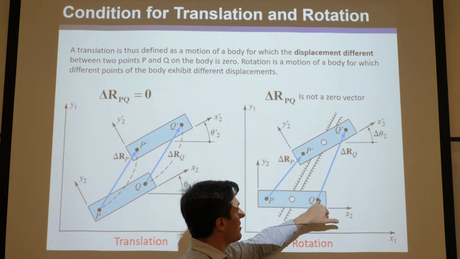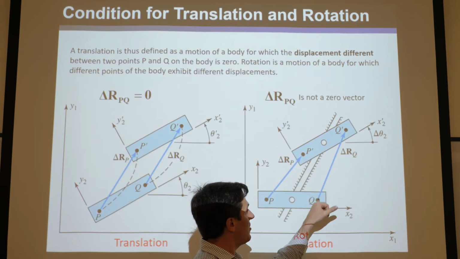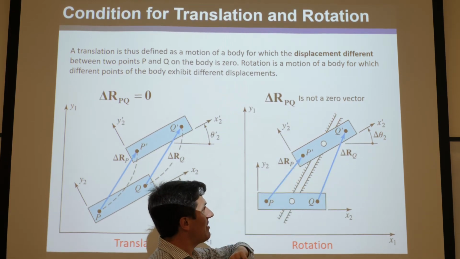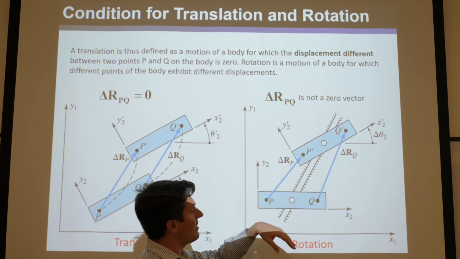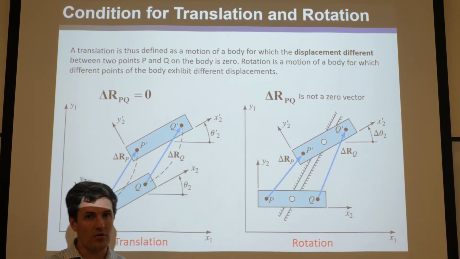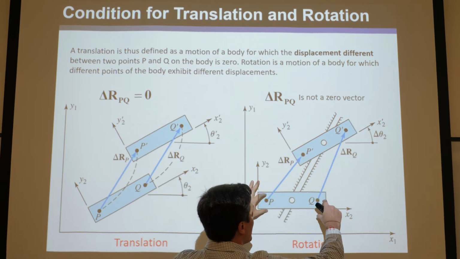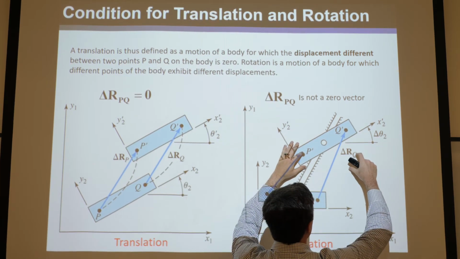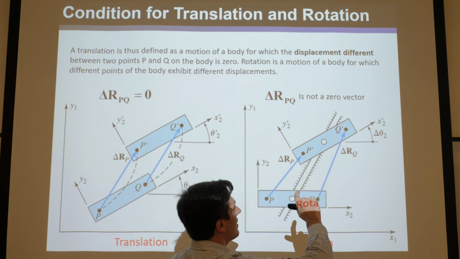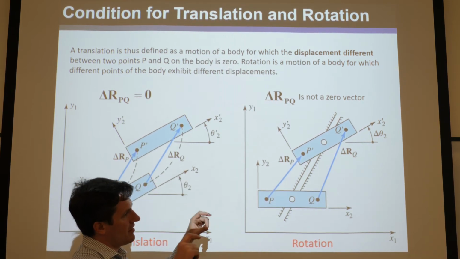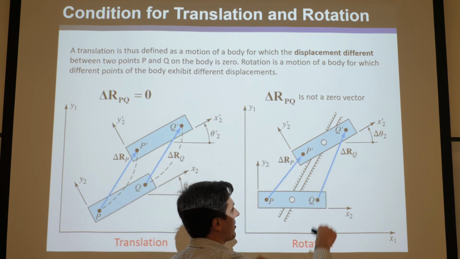So the displacement of Q is delta RQ, it's this, and the displacement of P is delta RP. If we take the difference between these, it will obviously not be 0. If you take this minus this, then you'll slide up there and we'll find how much Q translated as a result of rotating around P.